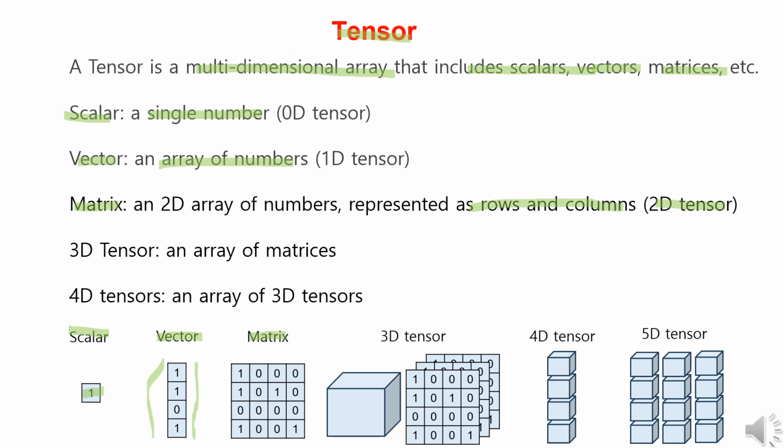A 3D tensor can be imagined as a stack of multiple matrices, forming a cube-like structure. For example, it could be 3 4-by-4 matrices stacked on top of each other. A 4D tensor is a structure where multiple 3D tensors are stacked together. You could think of it as several cube-shaped 3D tensors grouped together. A 5D tensor follows the same concept, with even more dimensions stacked together.